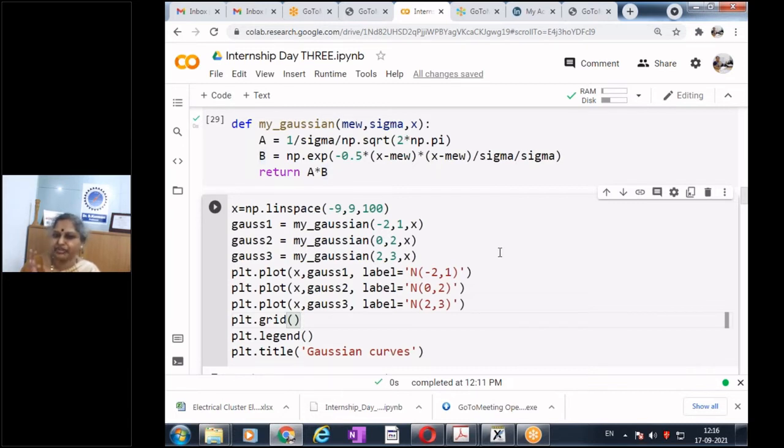Can you tell me, for a mean 0 and a sigma 1, what is the maximum value? If you go to Google and type Gaussian distribution, you will see curves like this. Now we have generated the curves ourselves. Anyone doing it? Please do and then share the result.